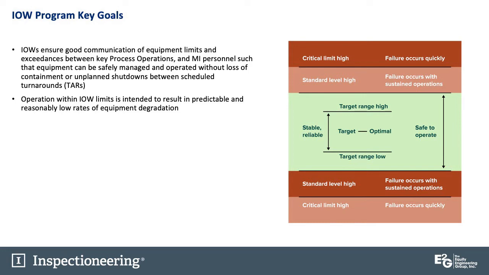So what are the key goals of an IOW program? I really like the first bullet on the left here, that definition. IOWs ensure good communication. That is really the key function of IOWs, and I'm going to emphasize that point several times in this presentation. So IOWs ensure good communication of equipment limits and exceedances between key process operations and MI personnel such that equipment can be safely managed and operated without loss of containment or unplanned shutdowns between scheduled turnarounds.